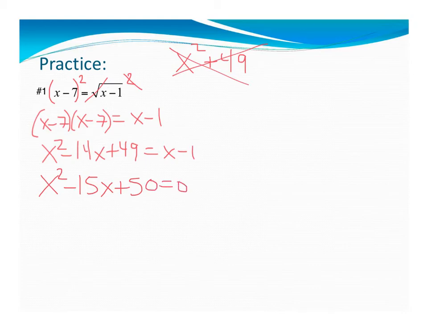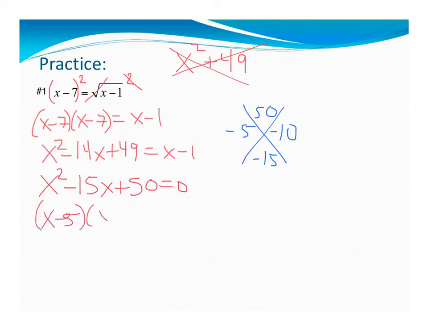Now I can factor and solve. Well, I need to multiply to 50 and add to negative 15. Whew. What is going to do that? How about negative 5 and negative 10? Oh, yeah. So I'm going to factor x minus 5, x minus 10, and that equals 0. If I set each of these equal to 0 and solve for x, I'm going to get x equals 5. I'm going to get x equals 10.